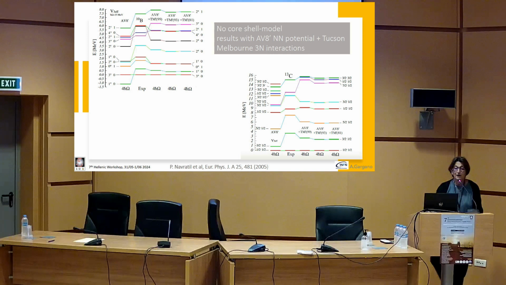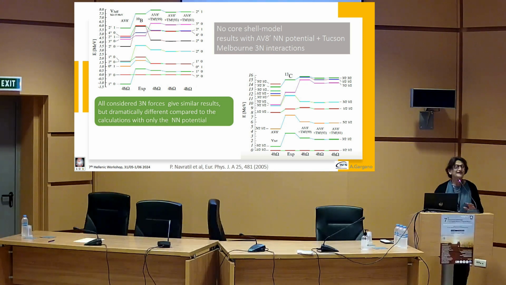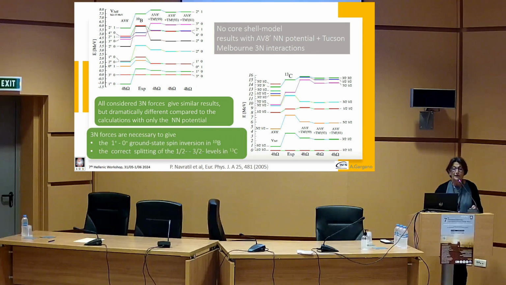This is more clear here, where I have reported some no-core shell model calculations, in particular for boron-10 and carbon-13. Here we have the Argonne V8 and different forces, including the three-body components. As you may see, all considered three-body forces give similar results, but they are dramatically different compared to the calculation with only the nucleon-nucleon potential. In particular, the inclusion of the three-body force is essential to give the correct ground state in boron-10 and the correct splitting of the 1/2 and 3/2 levels in carbon-13.